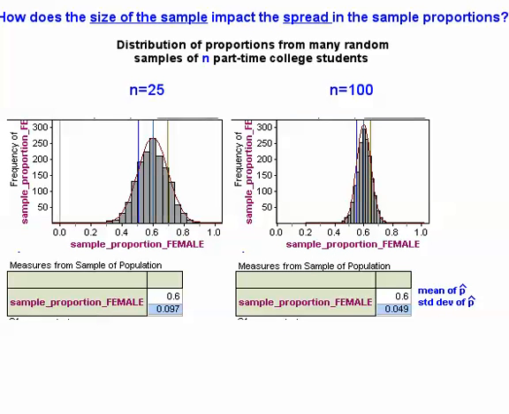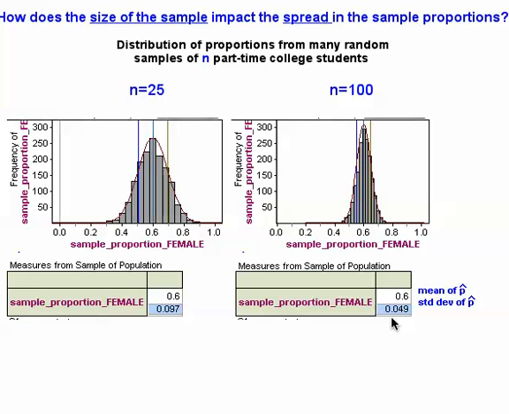Let's see what happened. Is your intuition correct? Here on the right, I have the sampling distribution generated from taking thousands of random samples where each sample had 100 students in it. I can see visually that there is much less variability in this sampling distribution than in the previous one. If I compare the standard deviations, I can get a better sense of what happened. When I had a sample of size 25, the standard deviation in sample proportions was about 0.1. When I increased the sample size by a factor of 4, the standard deviation decreased to about half of what it was previously. So I can conclude that larger samples do have less variability.